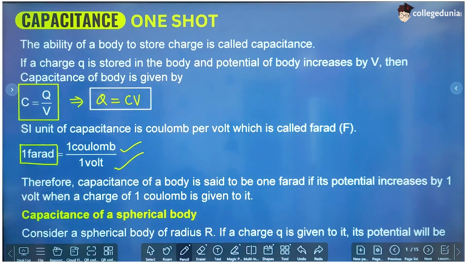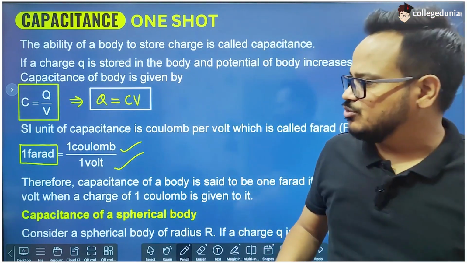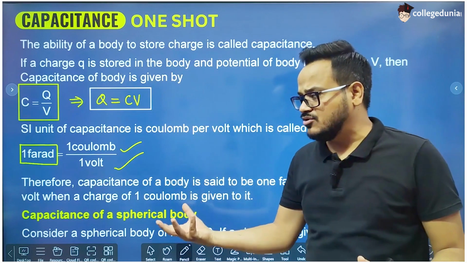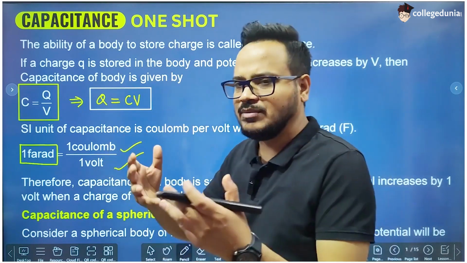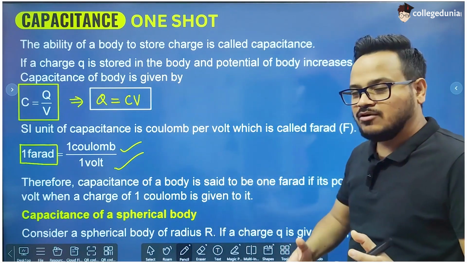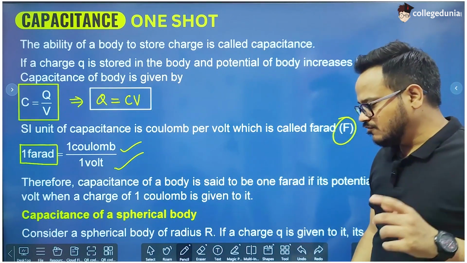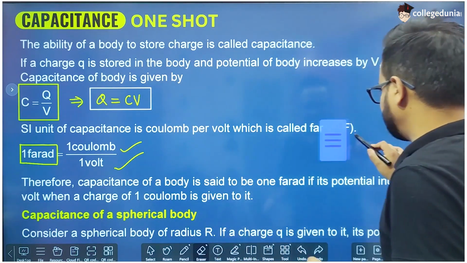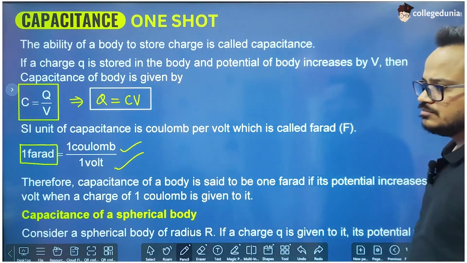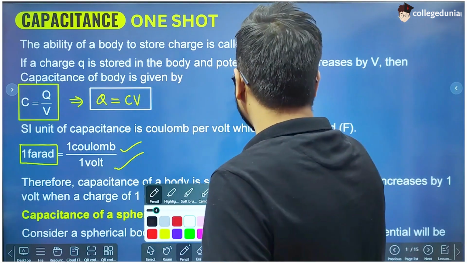Now how will we define 1 farad? The capacitance of a body is said to be 1 farad when the potential of the body increases by 1 volt when a charge of 1 coulomb is given to it, right? So that 1 coulomb per volt is called 1 farad, which is represented by capital F and is a very important unit in physics. But this unit farad, let us first derive the dimensions.